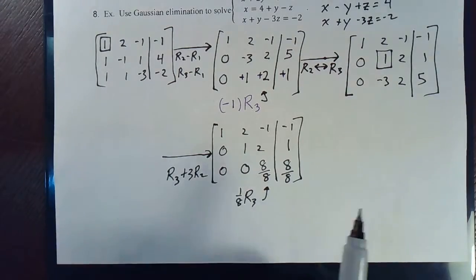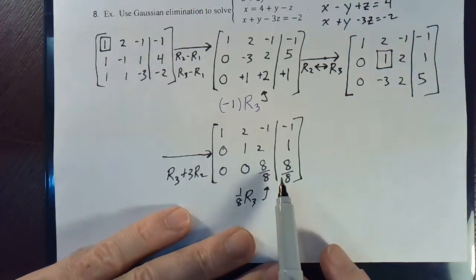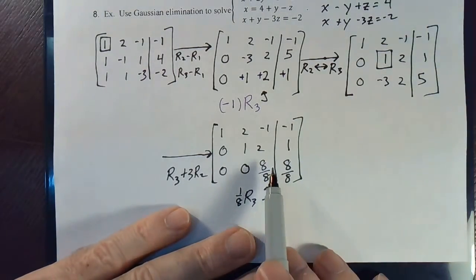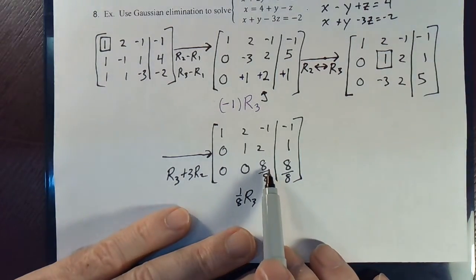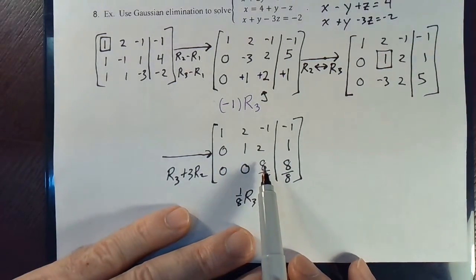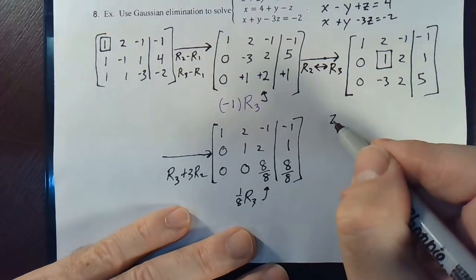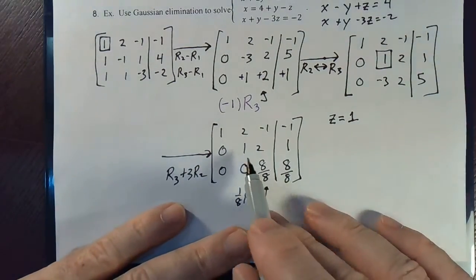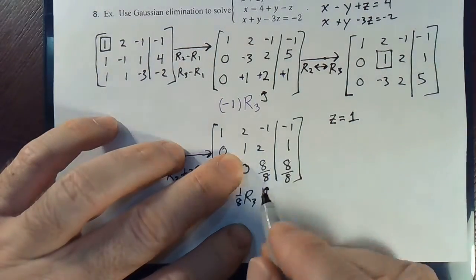Okay, so again, I'm cheating only because I'm running out of room a little bit. So remember, 8 over 8 is just 1. So what does the bottom row tell us? The bottom row tells us that 0x plus 0y plus 1z, which is z, equals 1. So z is equal to 1.